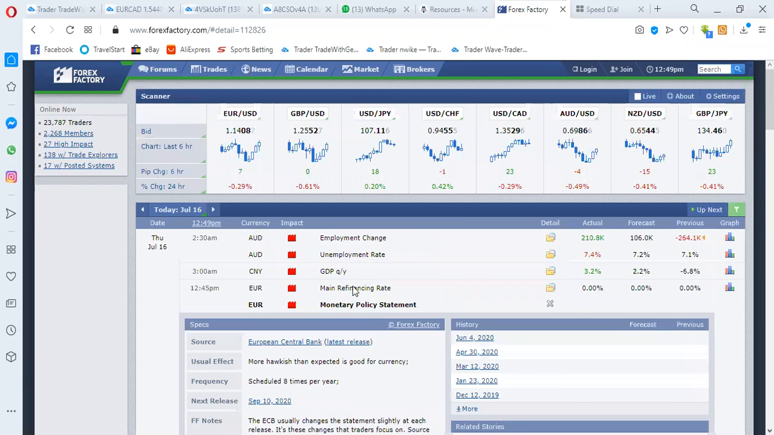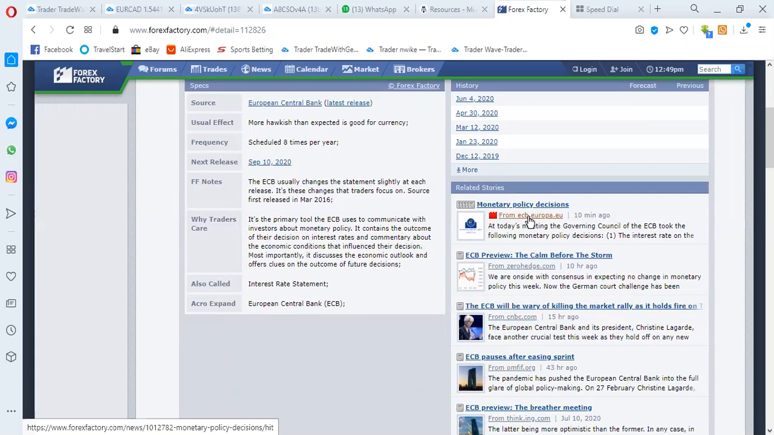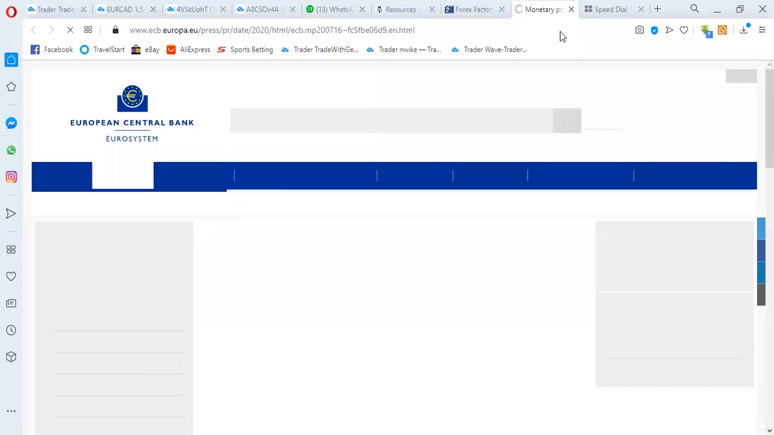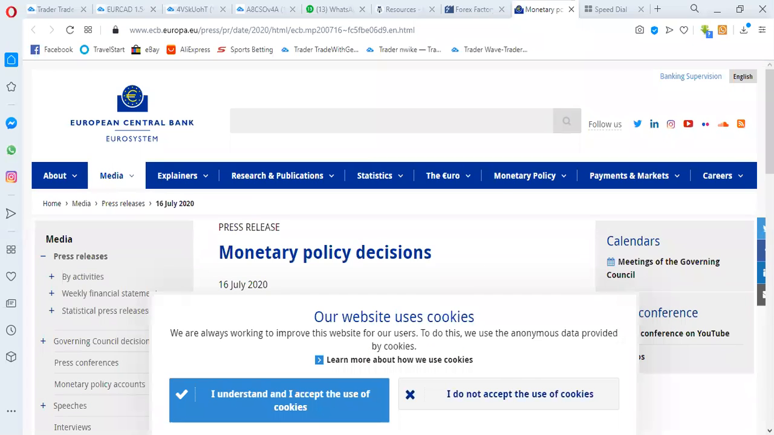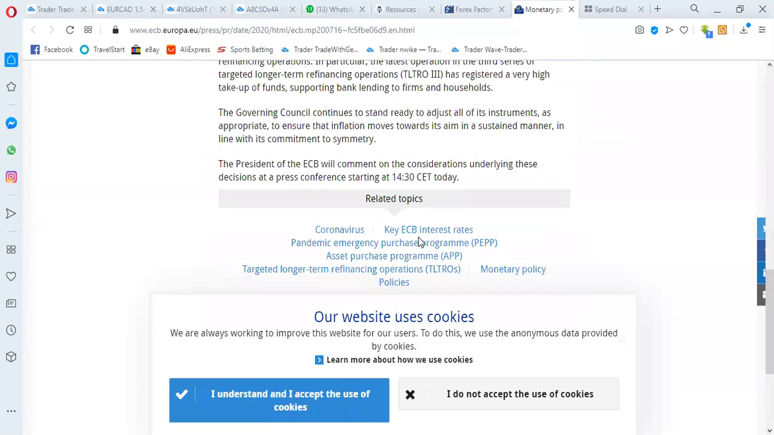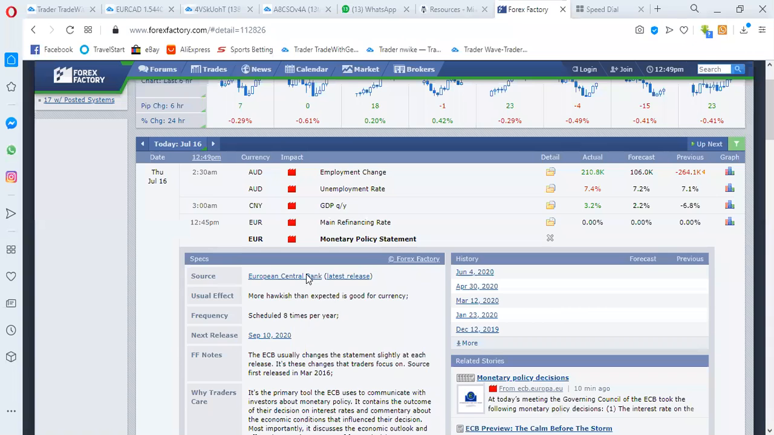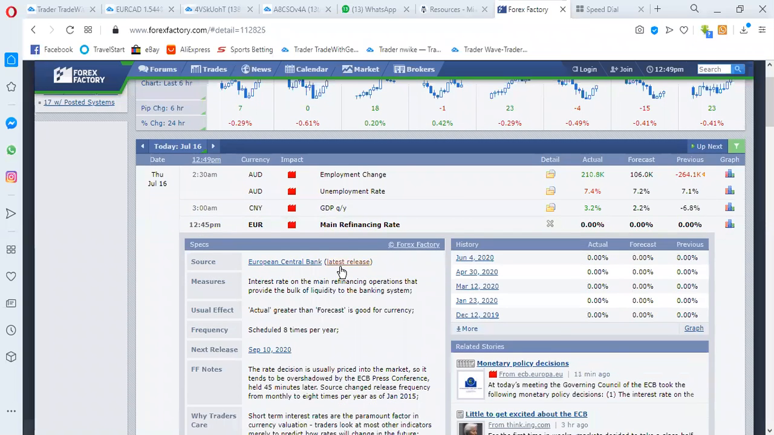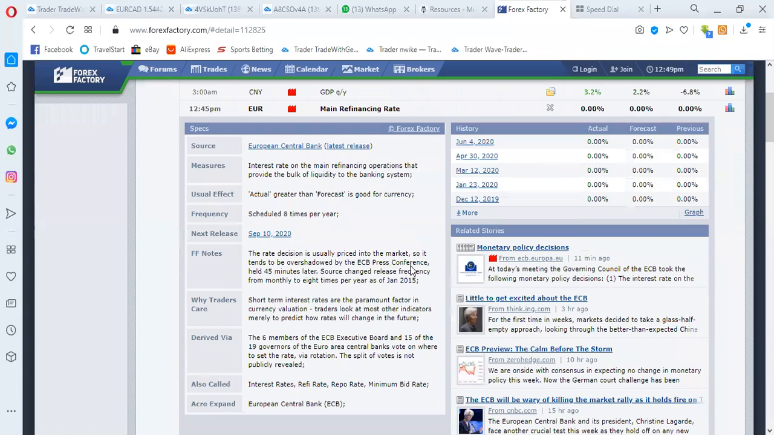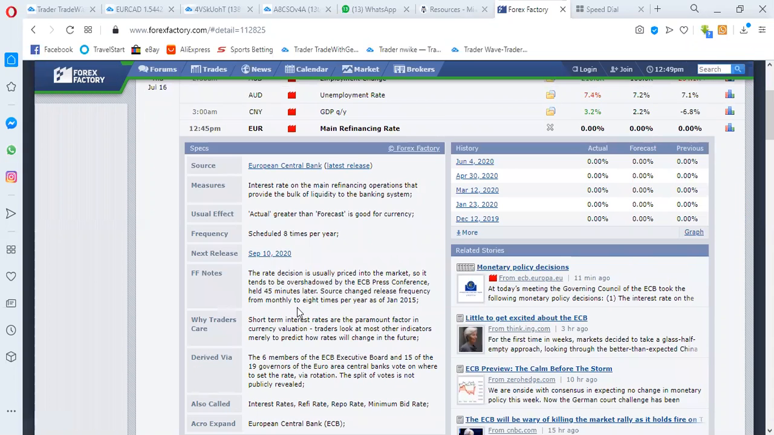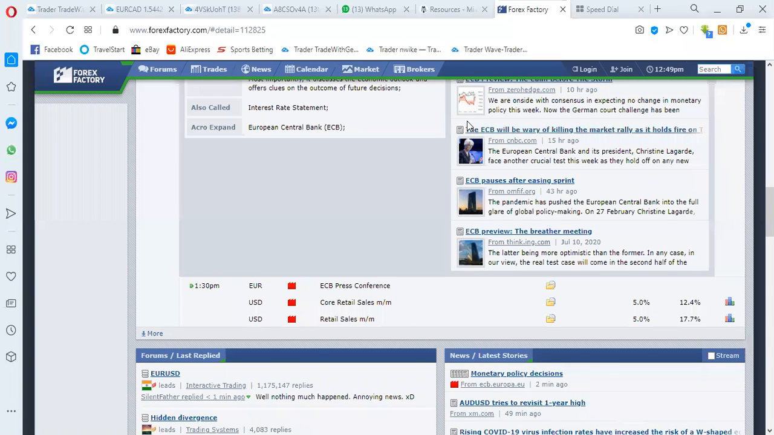So this meeting that is ongoing, you may not really have access to it. But during the monetary policy press conference, that is when you can actually see some information coming up, during the interview with the press. That was what we saw on this refinancing here. The rate decision tends to be overshadowed by the ECB conference, which is coming up by 1:30. And I told you that the euro normally experiences rejection.